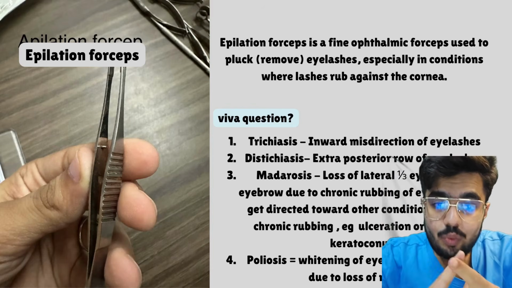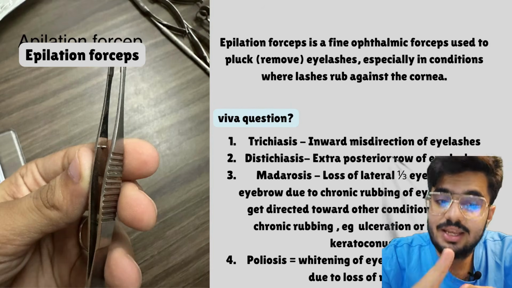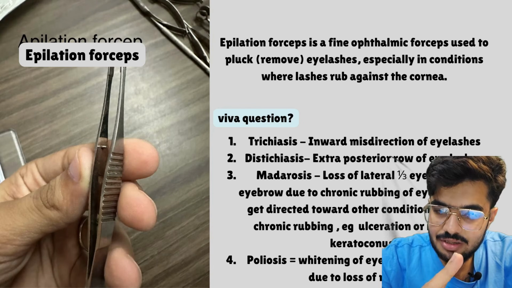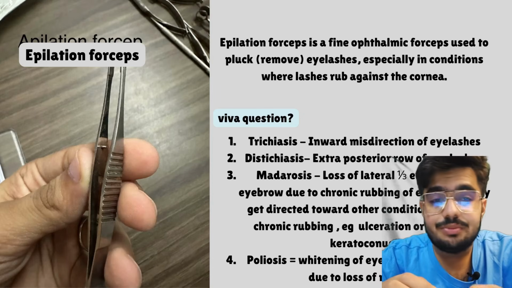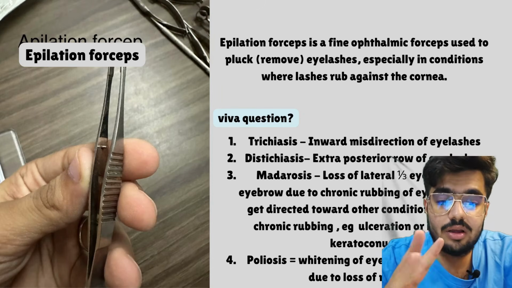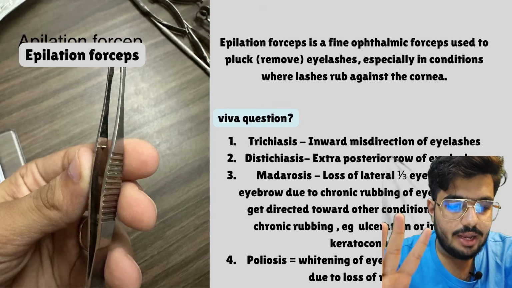Trichiasis is the inward misdirected eyelashes. Distichiasis is the extra posterior row of eyelashes. Madarosis is the loss of the lateral one third of the eyelash. It is because of chronic rubbing. The fourth one is poliosis. Poliosis is the whitening of the eyelashes or the eyebrow.